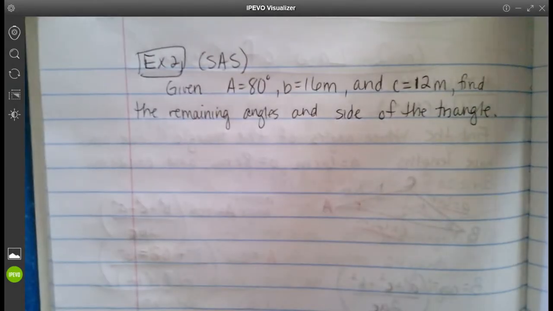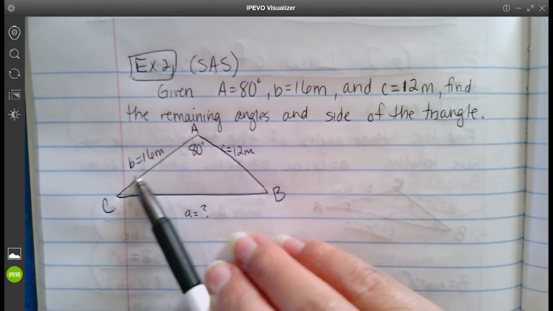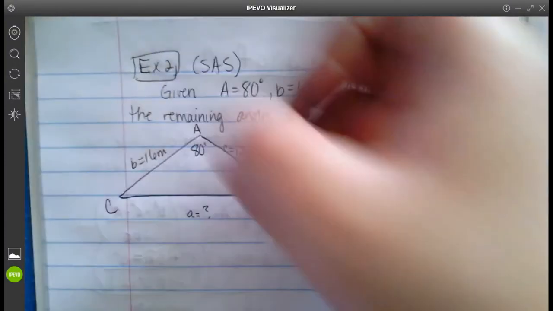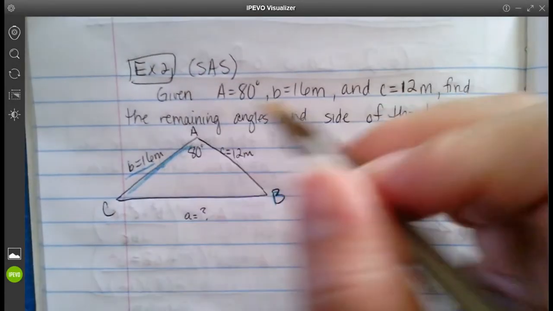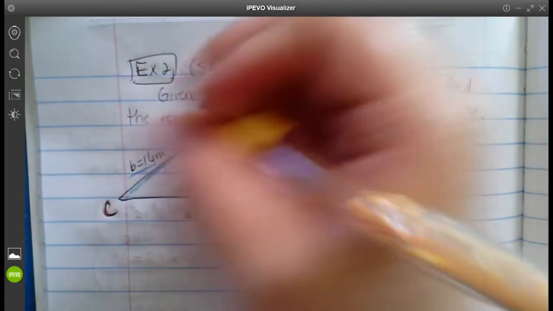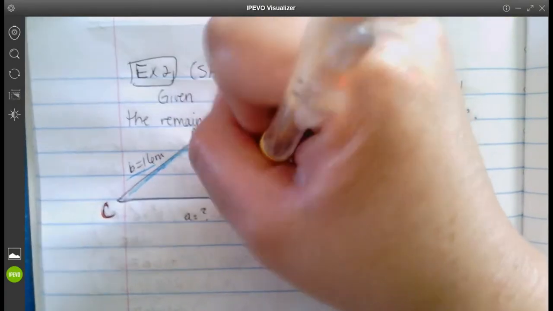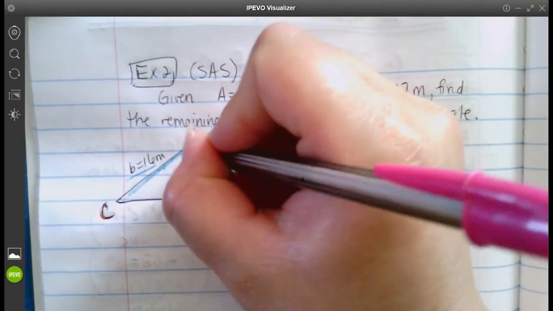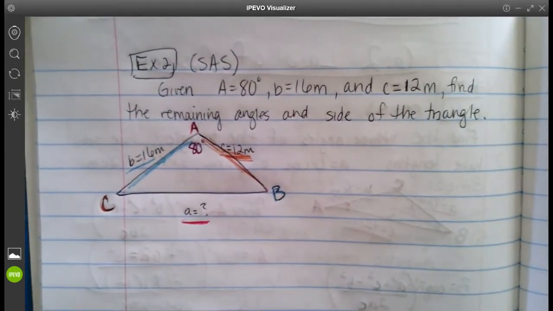So let's go ahead and draw the triangle real quickly. Okay, this is what I have. I have that little b is 16 meters, and I don't have angle B, so I need to find that one. I have that angle C is unknown as well, so I'm going to have to find that one, but I do know that little c is my 12 meters here, and I have angle A, which is 80 degrees, but I don't have little a. Okay, so what am I going to find first?